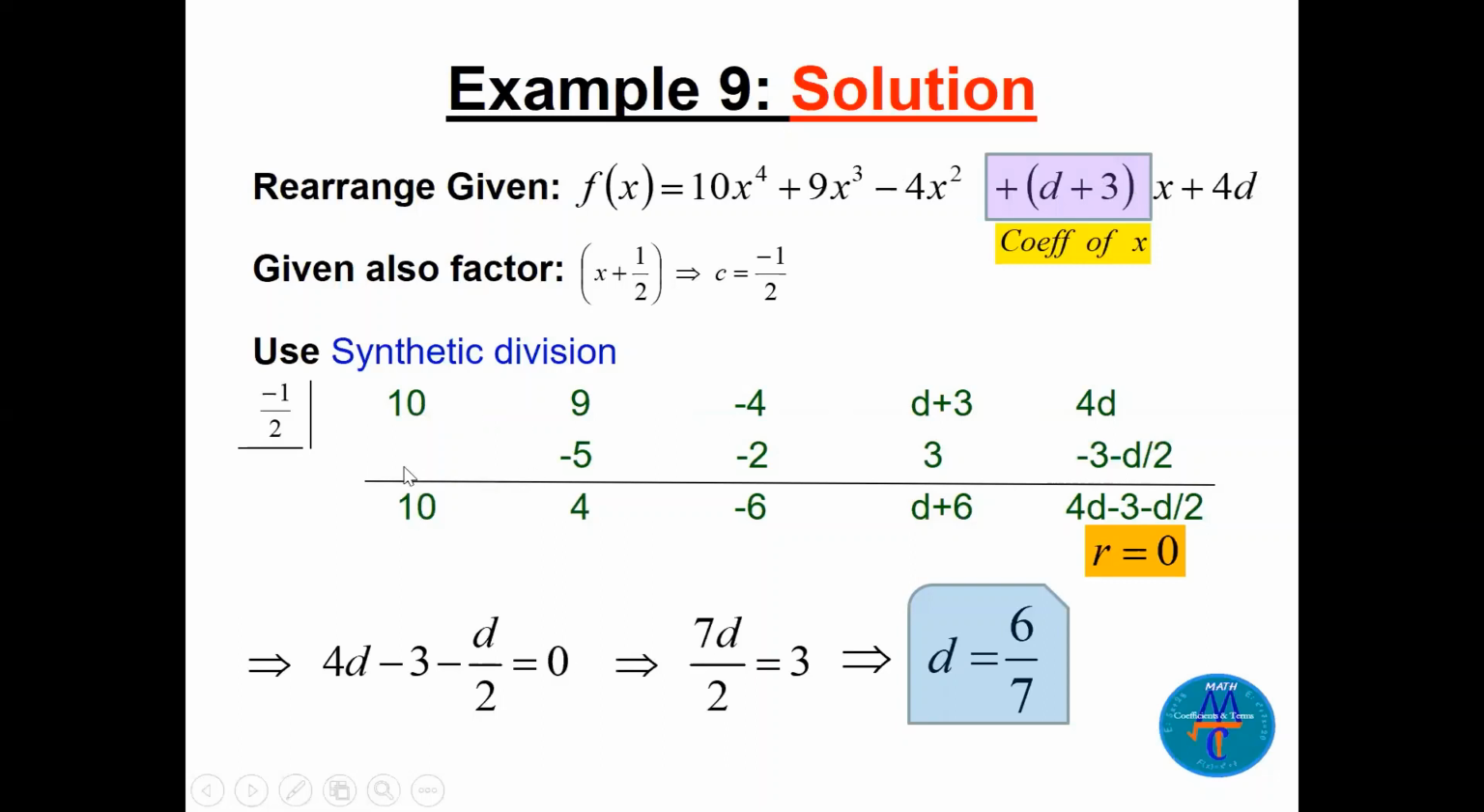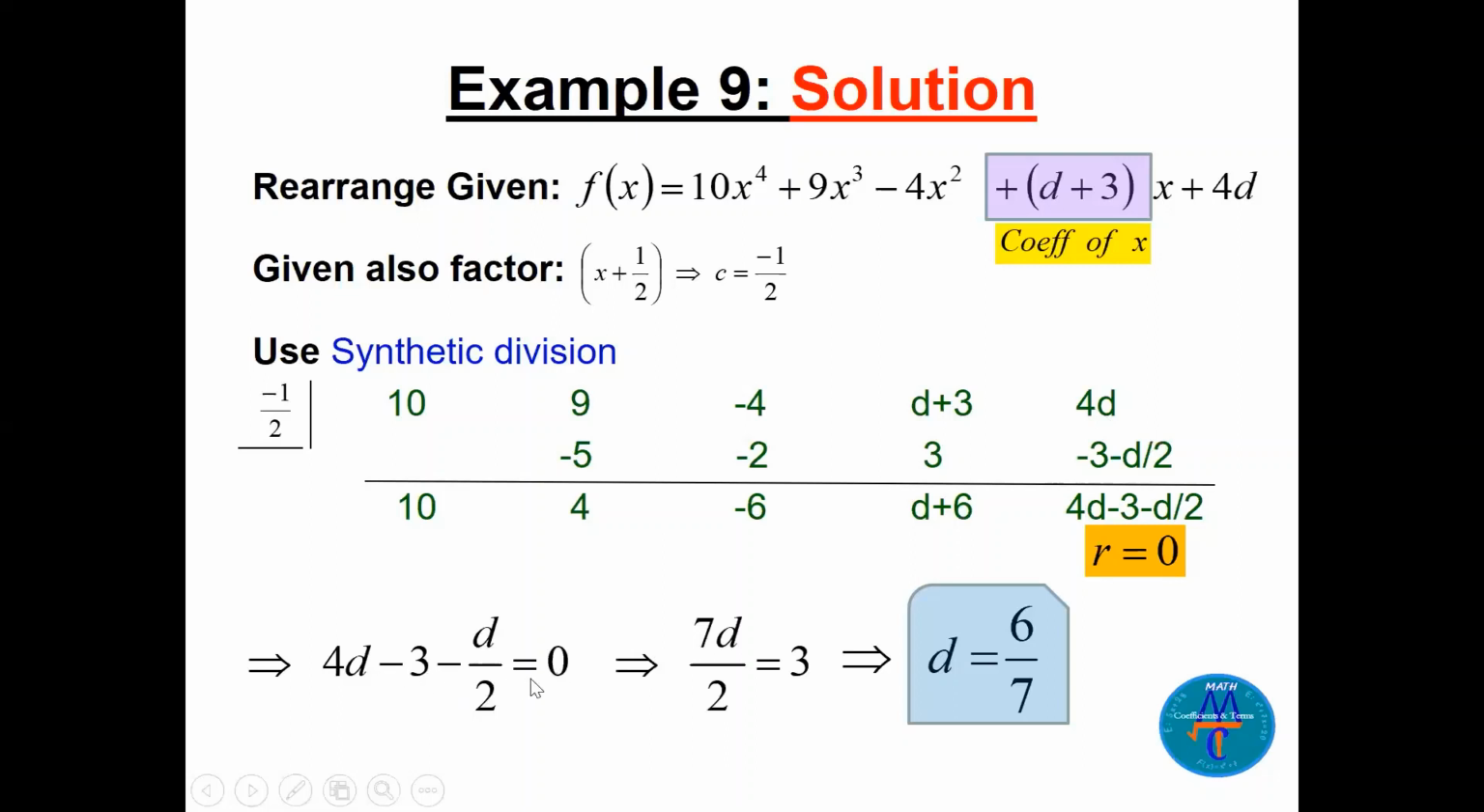Bring the 10 down, multiply by minus half, you get minus 5, add 4 here until you get minus 6, so multiply by minus half, that will be 3, add d plus 6, then multiply by minus half, so minus 3, 6 times minus half, minus d over 2. When you add 4d minus 3 minus d over 2, the remainder is 0. So I take all this remainder here: 4d minus 3 minus d over 2 is equal to 0.